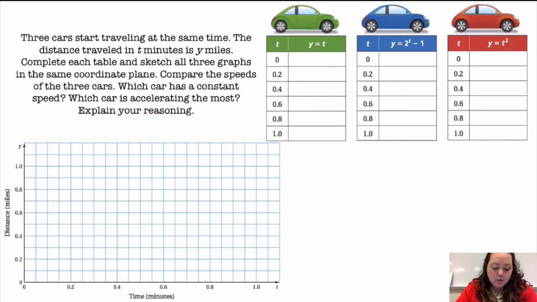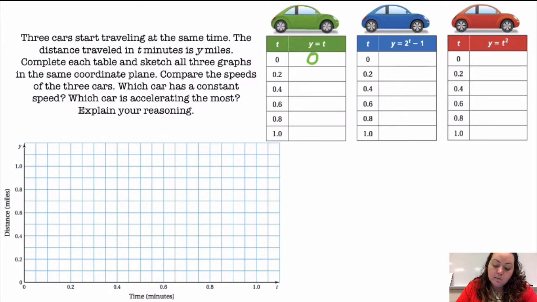All right, so 3 cars start traveling at the same time. The distance traveled in t minutes is y miles. Complete each table and sketch all 3 graphs in the same coordinate plane. Compare the speeds of the 3 cars. Which car has a constant speed? Which car is accelerating the most? Explain your reasoning.